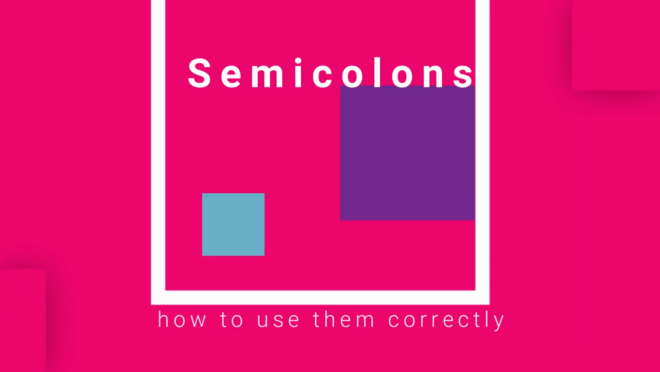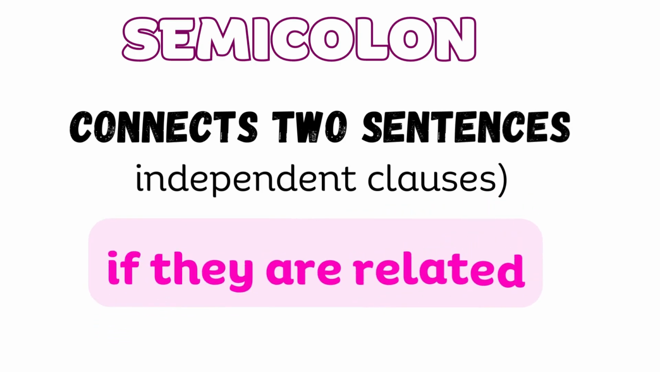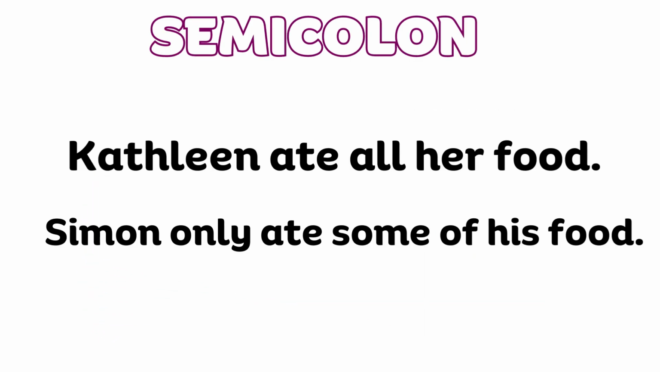Do you get confused about how to use semicolons? You are not alone. Semicolons are usually used to join two sentences into one sentence. These sentences are called independent clauses. The sentences have to be related. Let's look at an example.